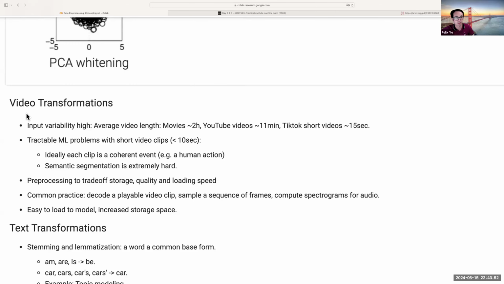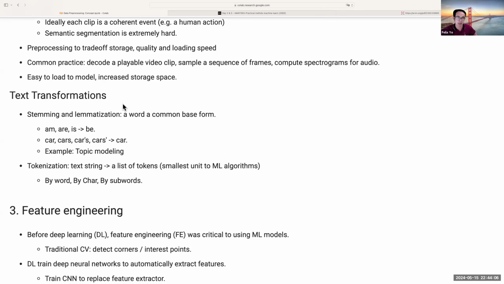And also there will be some video transformation. We are not going to talk about videos, but you can look into this. It is one of the more difficult problems to work with. Text is not something we're going to talk about a lot in this course.